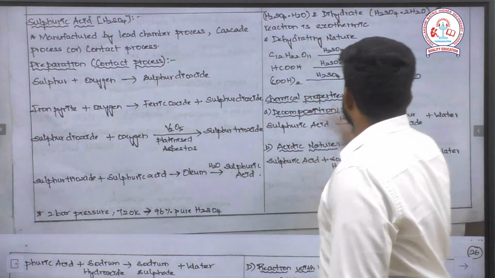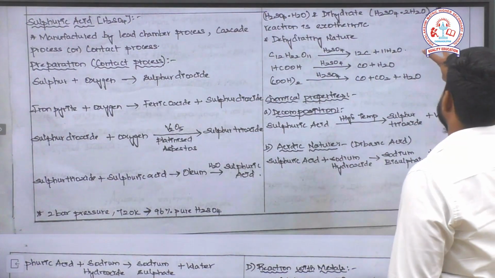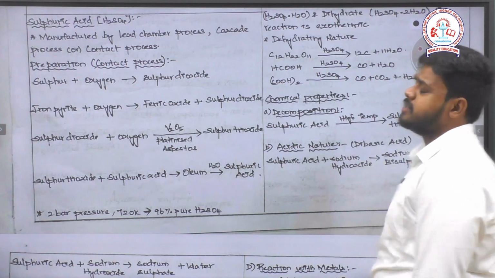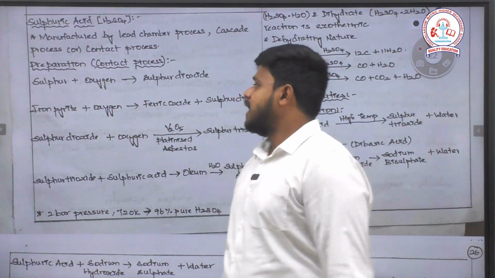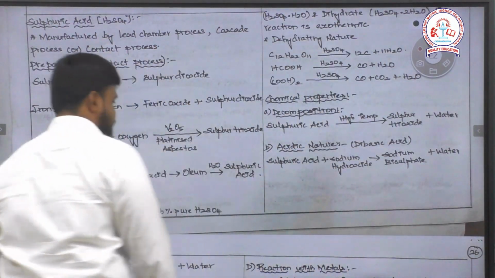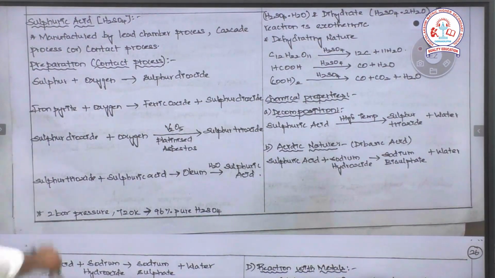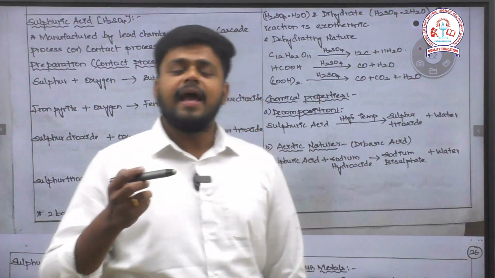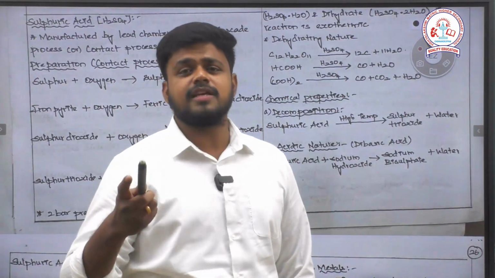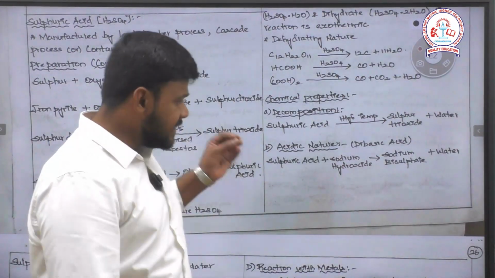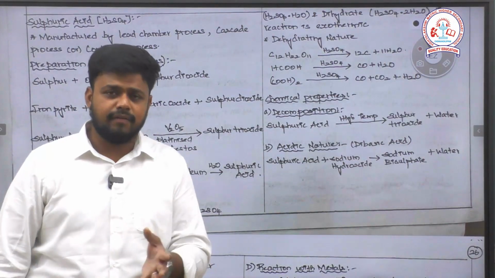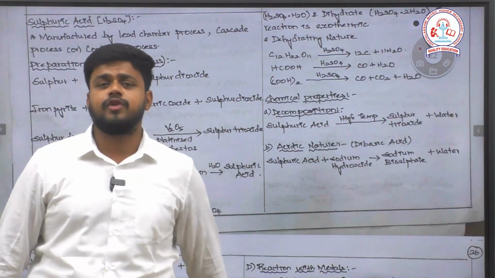To begin with, the preparation of the sulfuric acid includes various processes: lead chamber process, cascade process, and the contact process. Out of these three processes, the contact process is given in the syllabus. In the contact process, very firstly, sulfur will be oxidized to the sulfur dioxide, and then sulfur dioxide is further oxidized to the sulfur trioxide. Then it is being treated with the water molecule and the 1 mole of the sulfuric acid to give the 2 moles of the sulfuric acid.